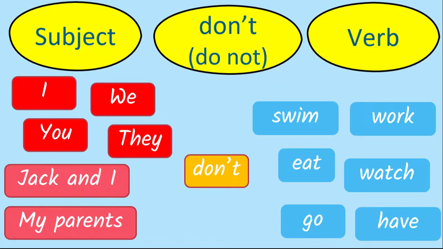Now, let's talk about the negative. In this case, we add do not or don't between the subject and the verb. So we can say, they don't watch TV on weekdays. My parents don't work during the weekend. Try to make more examples.